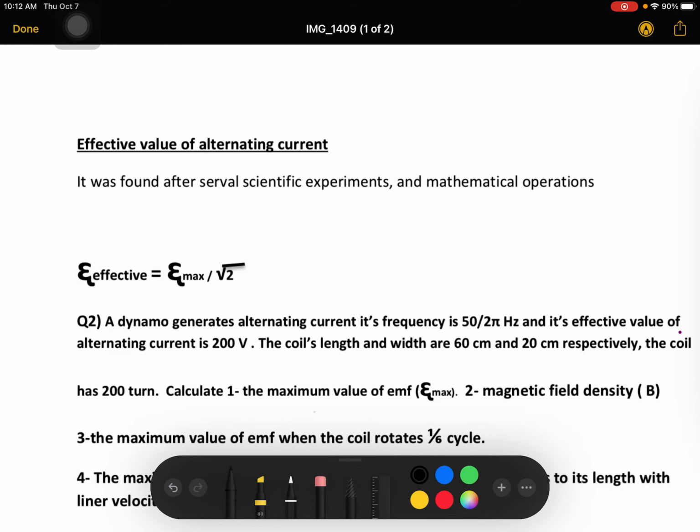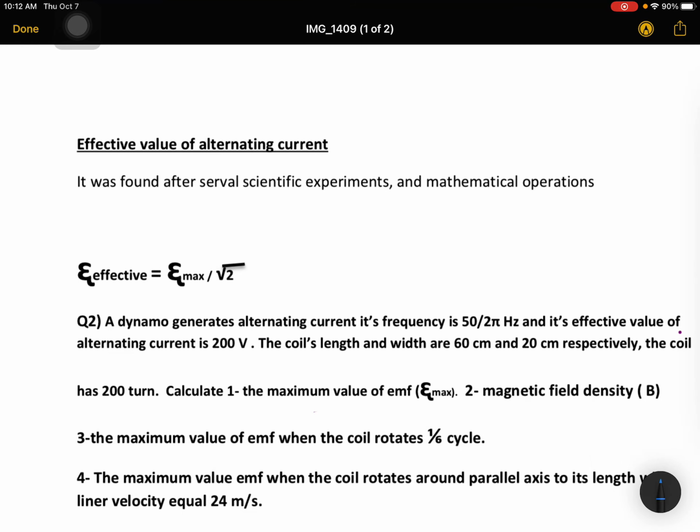Hello everyone. In this video we're going to talk about the effective value of alternating current, and we're going to solve some problems on the dynamo.